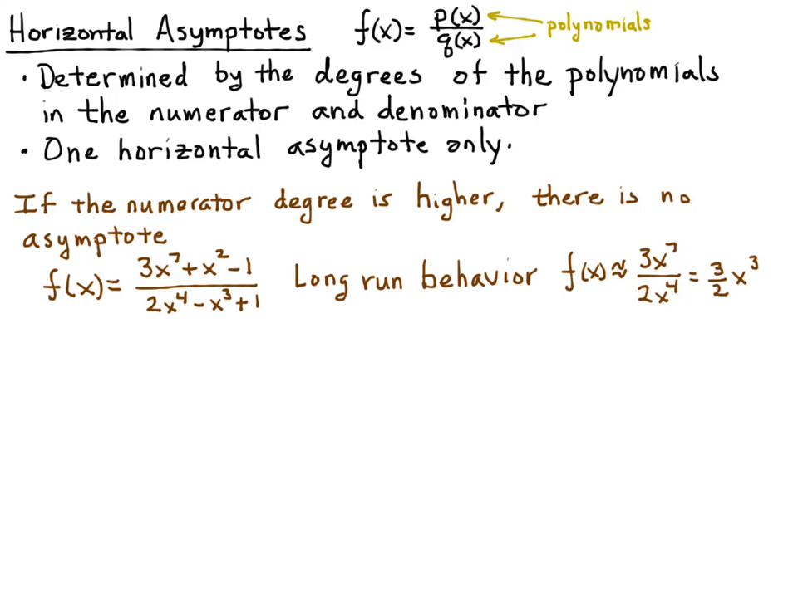Now that doesn't have an asymptote. You know what x cubed looks like. It just starts from the lower left and goes to the upper right. And so when you have a rational function with a higher degree in the numerator, there's no asymptote. You're going to expect its long-term behavior to look like just the ratio of the leading terms, the terms with the highest degree.